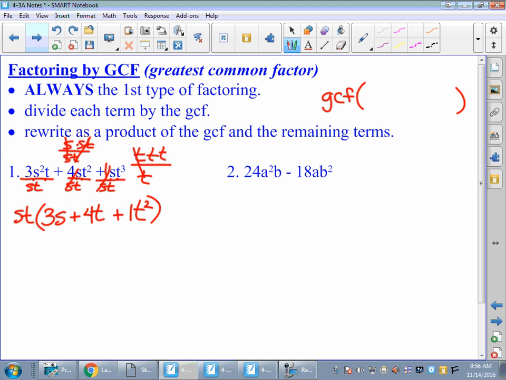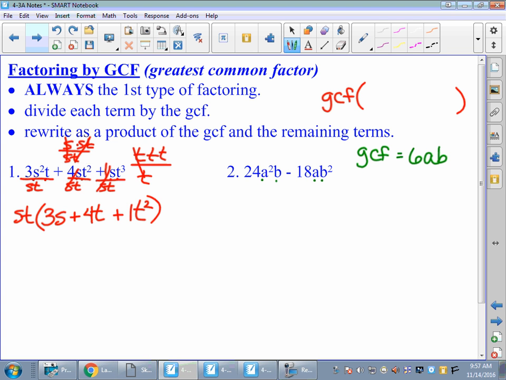In number 2, I see 24 and 18. So between 24 and 18, I want to take out the biggest number that they have in common. Now I know that that is 6. And I also can see that they both have A's. But I can only take out 1 A because the second one only has 1 A. And they both have B's, but I can only take out 1 B. Sometimes you can take out squareds and cubes if they each have it. So my GCF is 6AB.